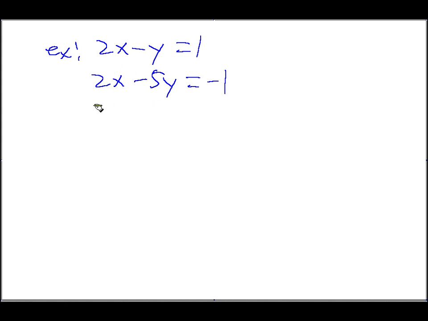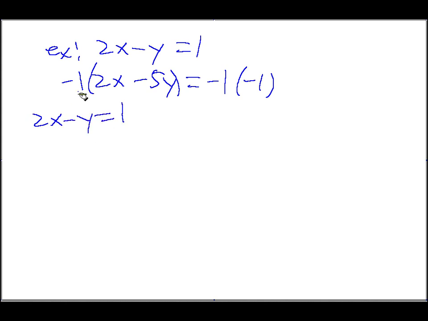To get the second 2x here down here to be negative, I simply multiply by what? By negative 1. So let me multiply. Let me do the work right here. Let me multiply both sides, the left side here by negative 1, and here by negative 1. So multiply by negative 1 to both sides of the second equation. All right? So first equation stays the same. 2x minus y is equal to 1.